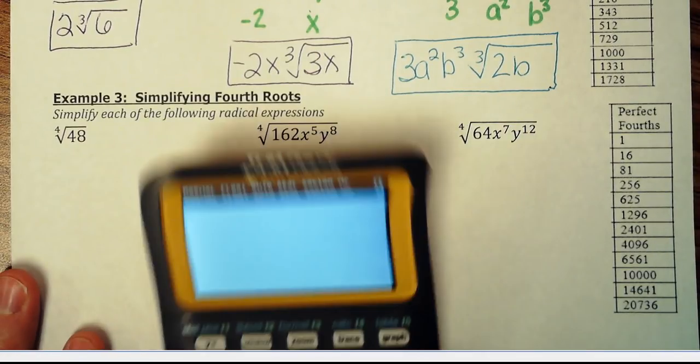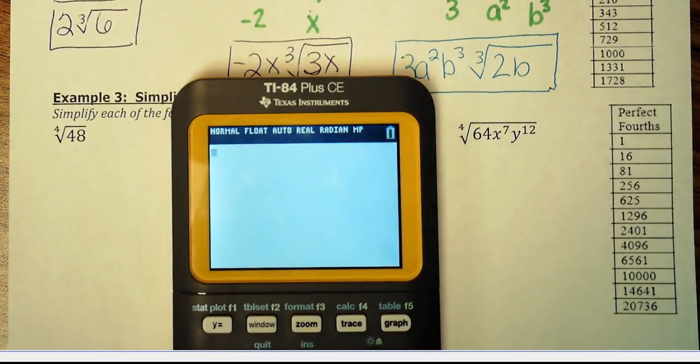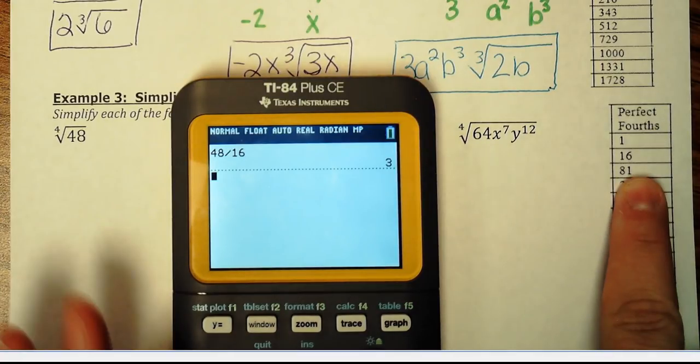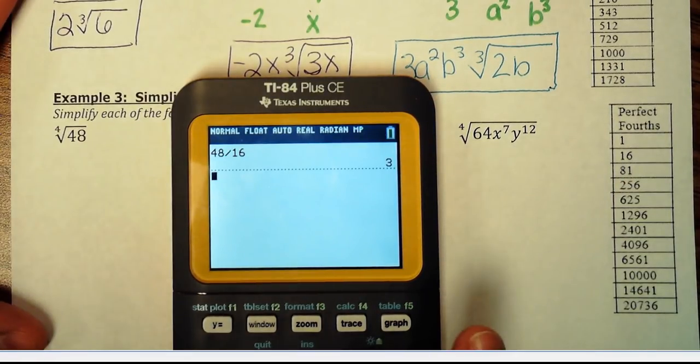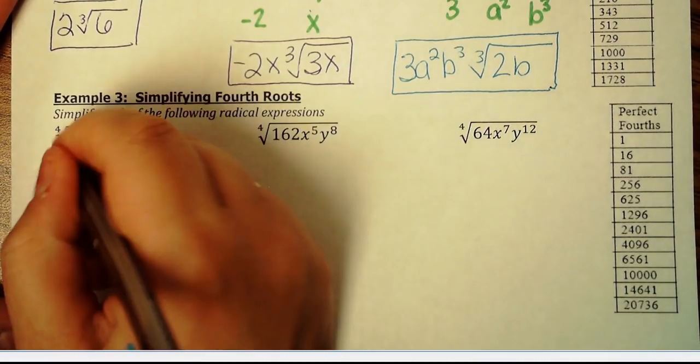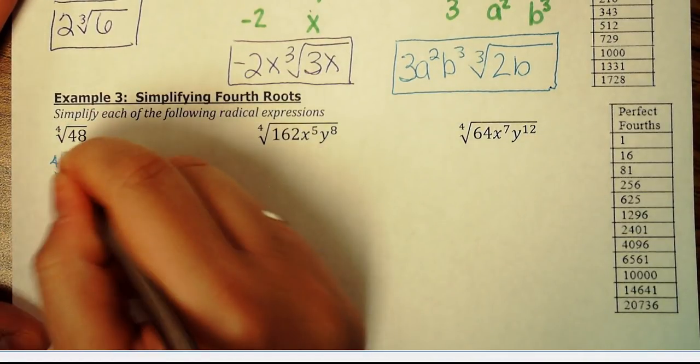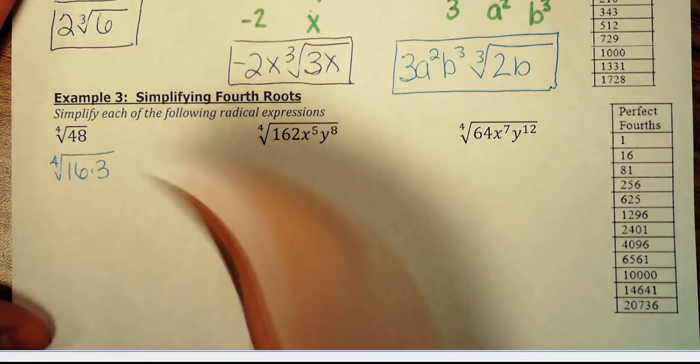All right, so I got 48 again, but we're doing a fourth root here. 48 is divisible by 16. Obviously, 48 is not divisible by 81. So 16 was our only bet here to even try. I can break this down. This is the fourth root of 16 times 3.